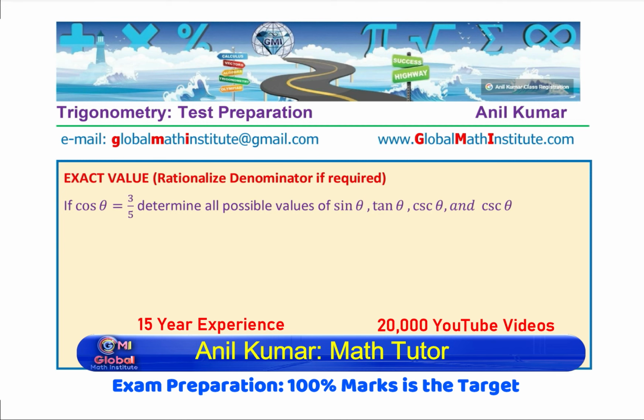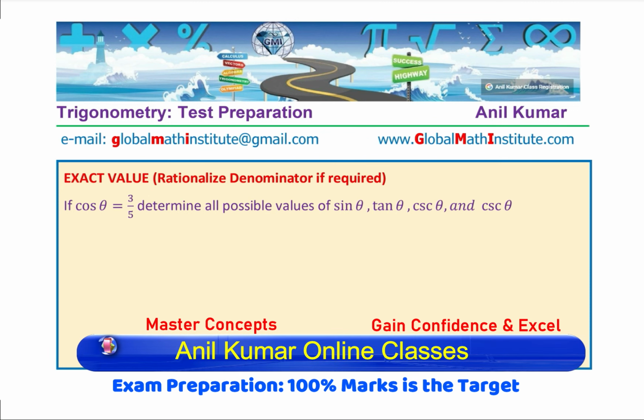One trigonometric ratio is given to us. How do we find the others? And remember, we have two quadrants in which repeated values are there.